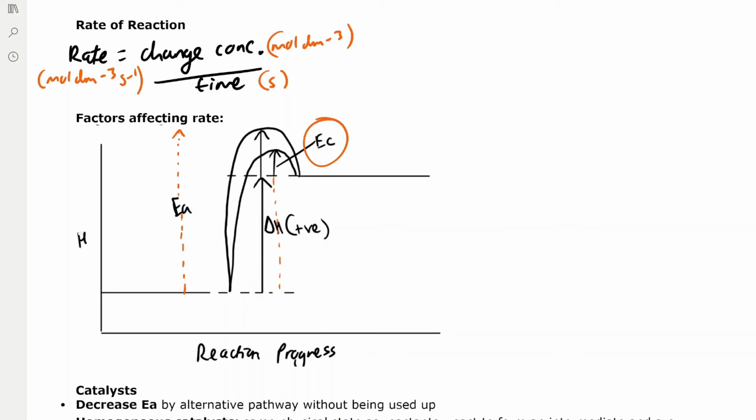So we can determine the rate of reaction using this equation. The rate is equal to the change in concentration over time. And the units that we use for rate are mole per dm cubed per second, because the change in concentration is measured in mole per dm cubed and the time is of course measured in seconds.